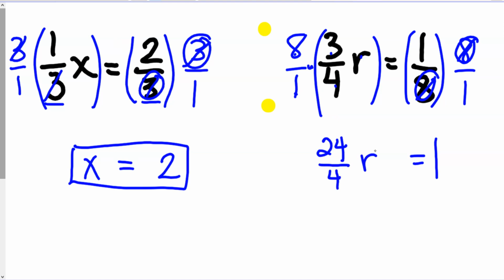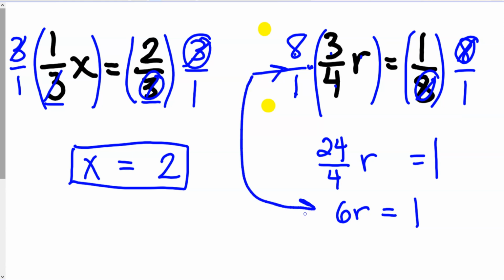Now, you might be thinking, well, wait, you said you were going to get rid of all the fractions. Well, I'm not there yet, but I will in just 1 second. Notice that 24 divided by 4, when I divide those, I get 6. So now I have an equation that has just whole numbers. So I took this complicated fraction equation and have rewritten it like this. And I can finish by dividing both sides by 6 to get r equals 1/6. Alright, so that's the basic premise for how you will solve equations with fractions.